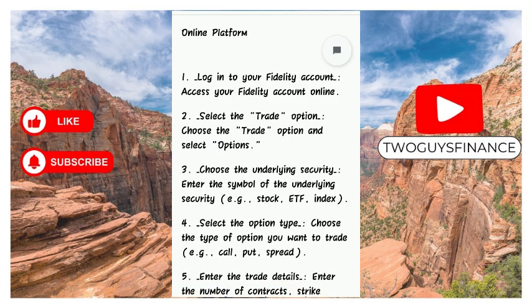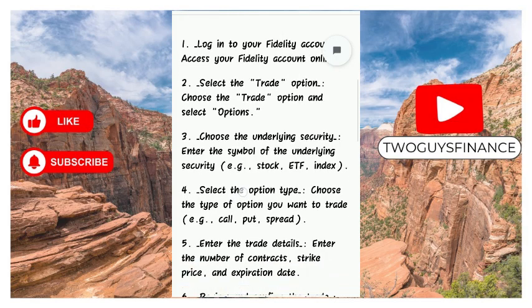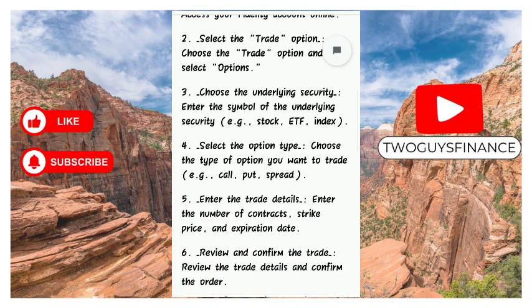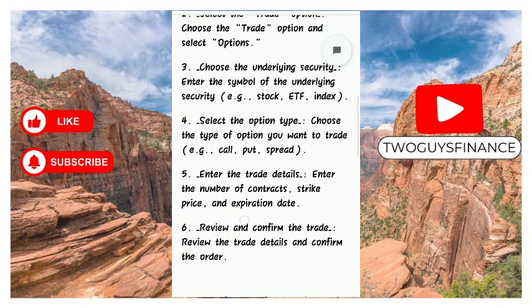That could be stocks, ETFs, or index, and then just choose the type of options that you want to trade. It could be call, put, or spread. And now just enter the number of contracts, strike price, and expiration dates, and then just review the trade details and just confirm the order.